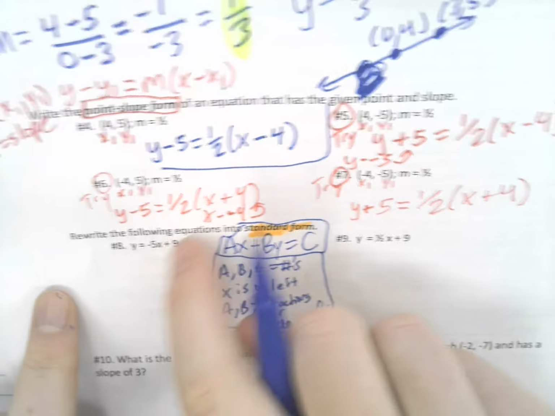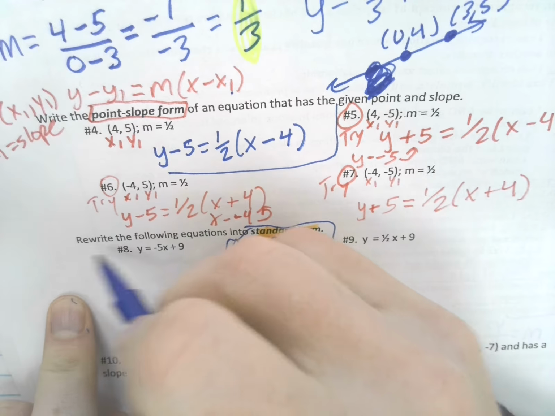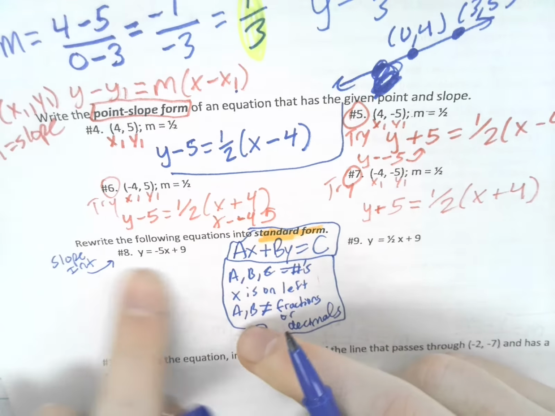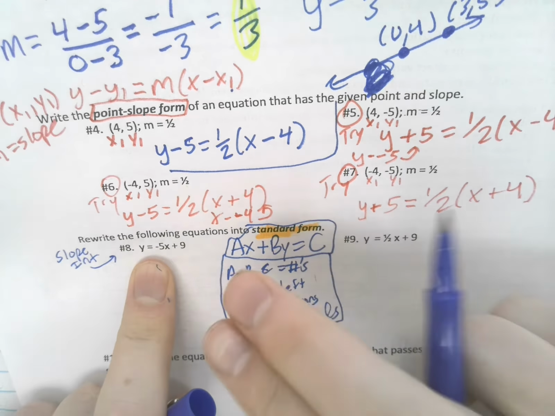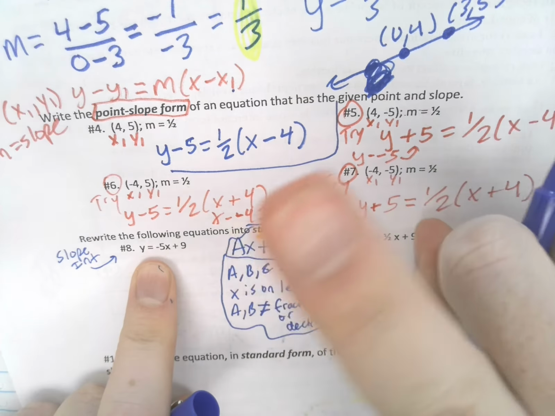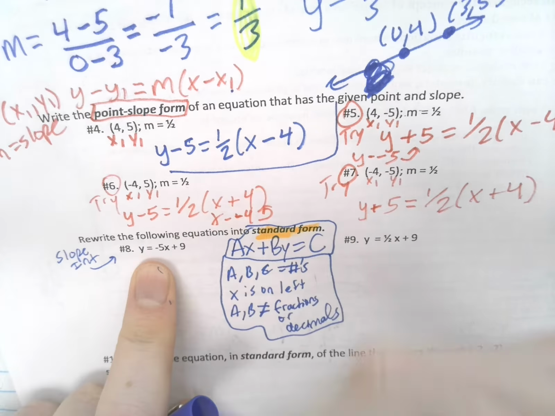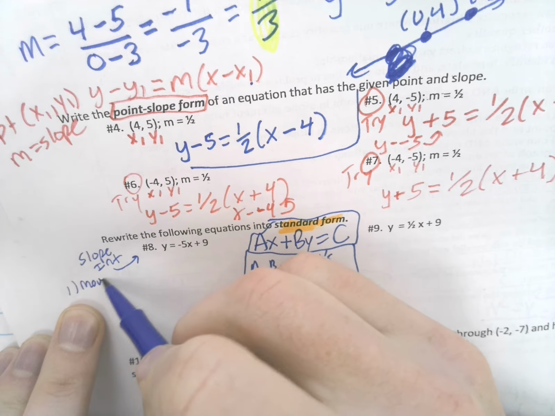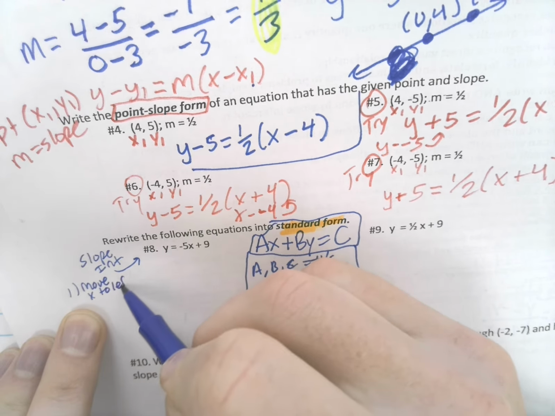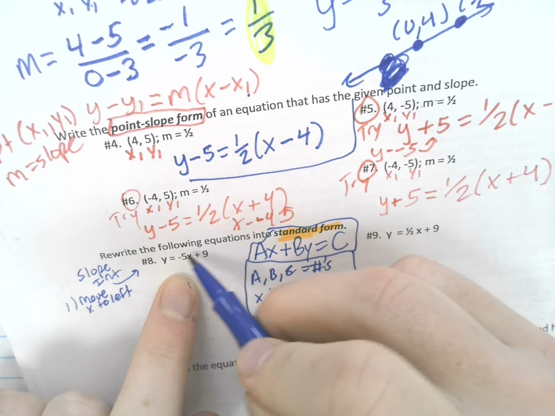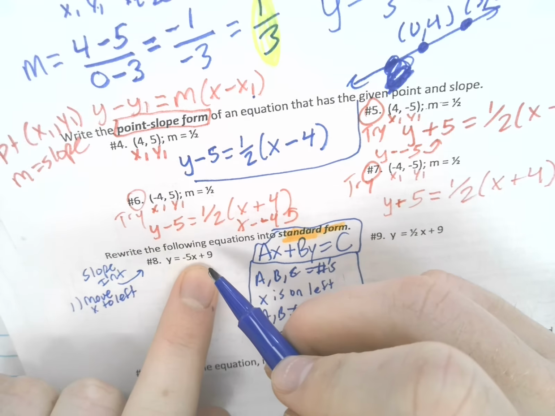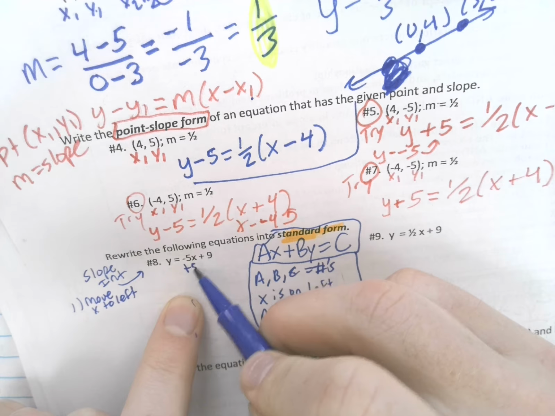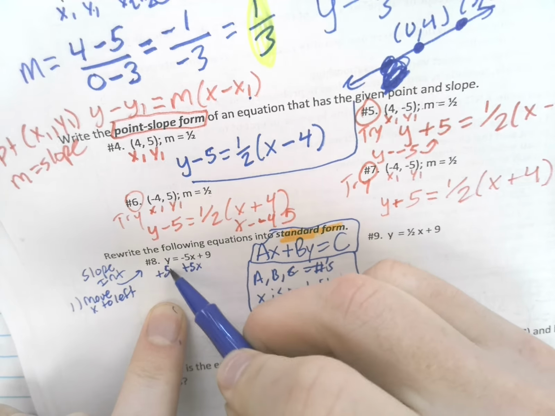Look what we have here, guys. This is written right now in slope-intercept. So to go from slope-intercept to standard is really just one step, two at the most. Step one, move x to the left. So right now, negative 5x, this is on the right side. So how do we move it over? Oh, we add 5x to both sides.